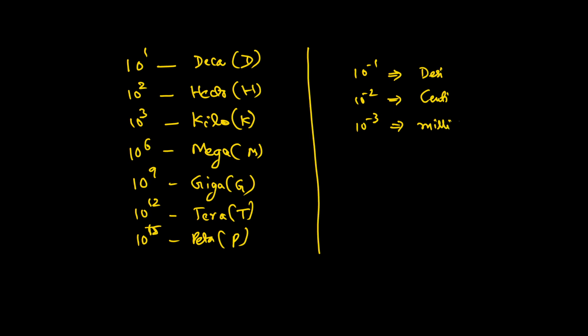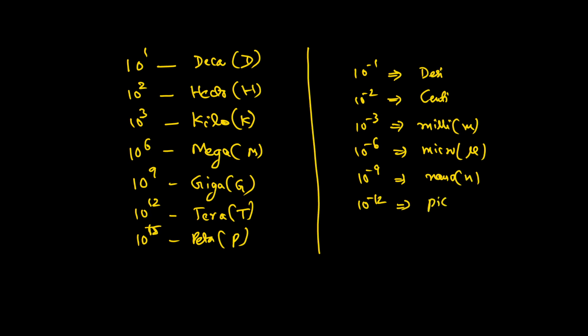Milli, which is denoted by small m like this. And 10 to the power of minus 6 is micro. So we can write this micro in terms of mu representation like this. And one more, 10 to the power of minus 9 is nano, right? And similarly, 10 to the power of minus 12 is pico. Up to pico, we have to write a small p.